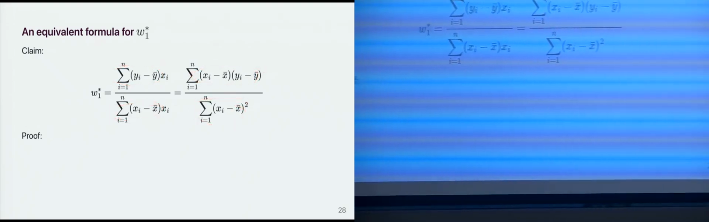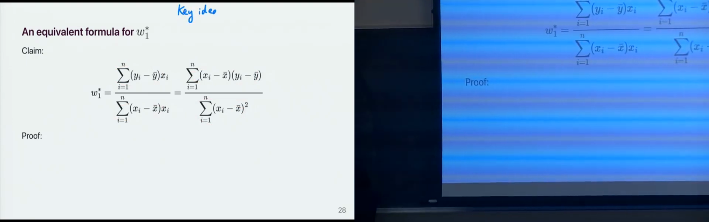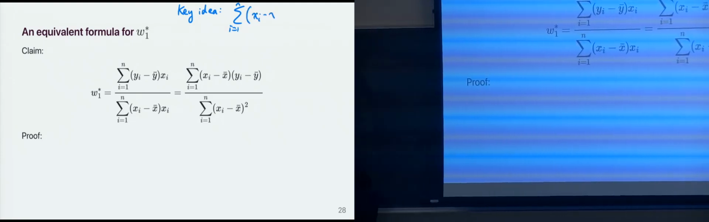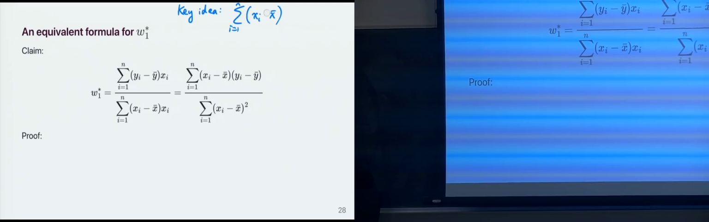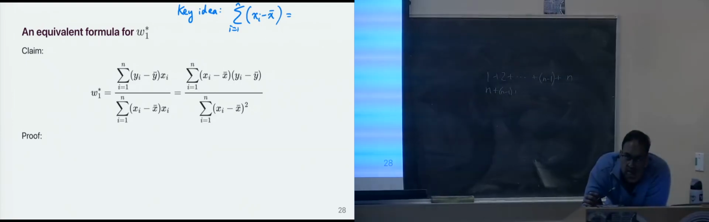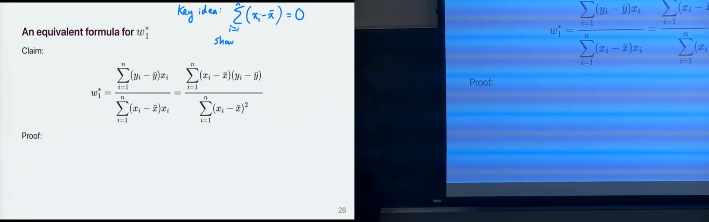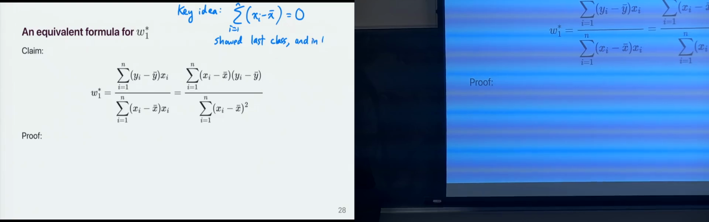Okay? And the key idea behind the proof is actually something we've seen many times before. It's that if you take all of your values and from them subtract the mean and add all these deviations, you get what number? 0. That's always 0. Okay, we actually talked about it last class. And we also are asking you to prove it in homework 1.